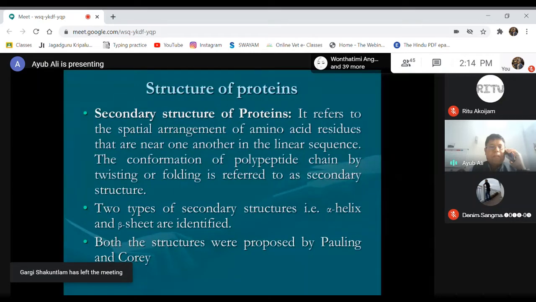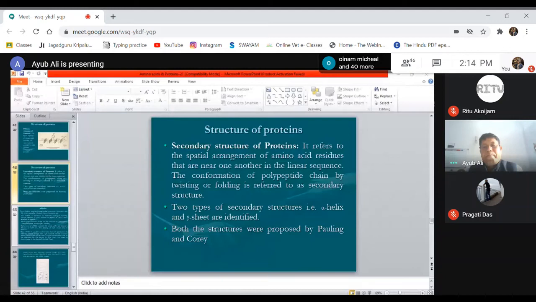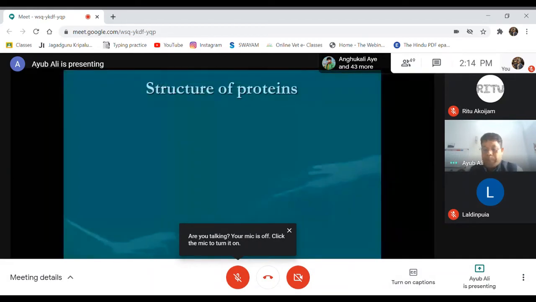Now both these structures, that is the alpha helical structure and the beta pleated sheet structure, were proposed by Pauling and Corey. It is the same team who discovered this.